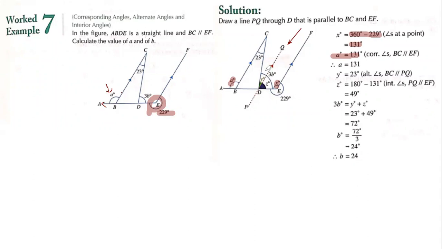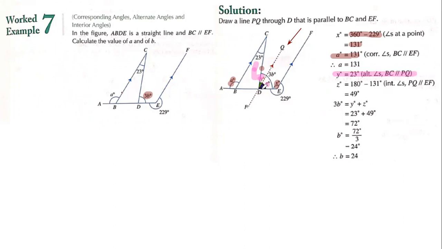What we need to do is to find this whole angle 3B here. Let me change the color first. Okay, pink would be okay. So when we drew this line PQ, it divided this 3B into two parts. One is y and the other is z. So this y, you can see, is an alternate angle here, so y becomes 23 degrees. You can see it right here.